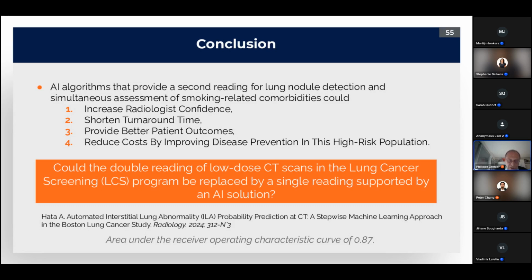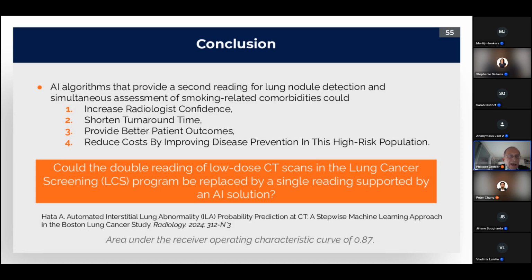To answer this question, we have started a retrospective study using 400 low-dose CT scans from our lung cancer screening program. The scans are read by 2 independent and blinded radiologists without AI. 4 weeks later, the same radiologists will read the same CT scans using the AI-RAD Companion software. The procedure will be repeated with 2 other chest radiologists. We will compare the radiologists' performances with and without AI for detection of pulmonary nodules and comorbidities, and the radiologist concordances with and without AI will be compared.